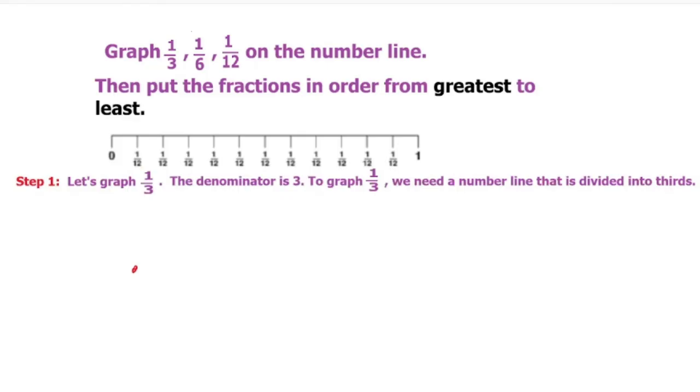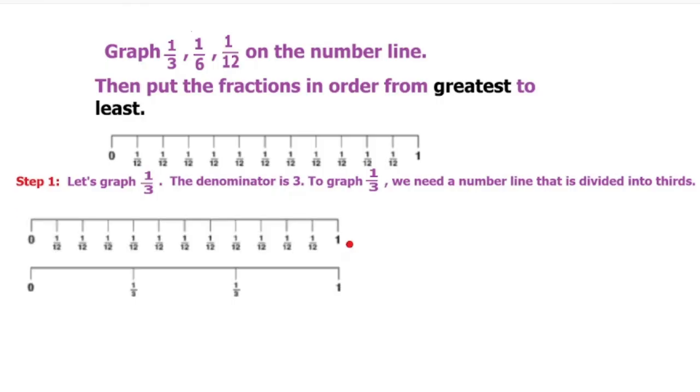So let's graph 1/3. The denominator is 3. So to graph 1/3, we need a number line that is divided into thirds. So let's compare those two number lines. So here's the number line divided into thirds, and here's the one that we're supposed to graph it on. So the way to do this is graph 1/3 at the same place on both number lines. So let's do that.